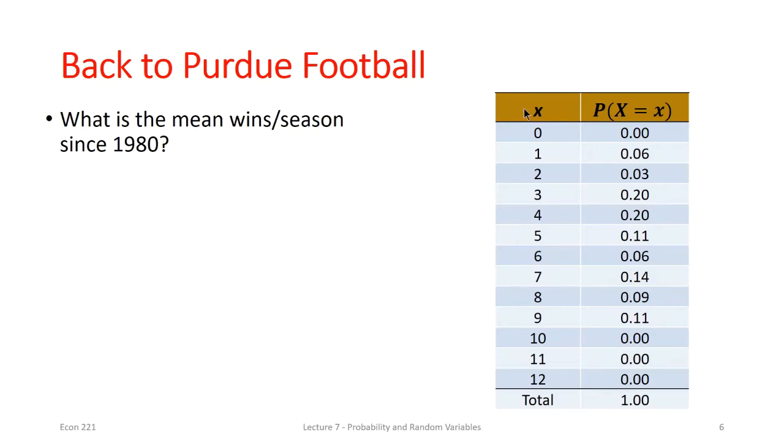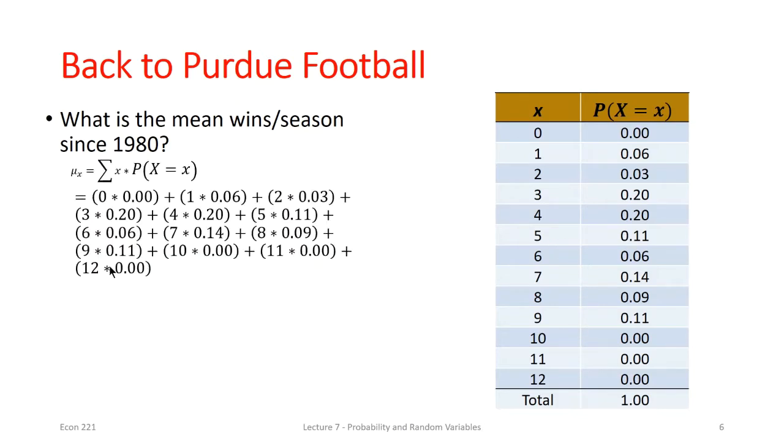So what if I wanted the mean number of wins over this time period? I would go 0 times 0 plus 1 times 0.06 plus 2 times 0.03 plus 3 times 0.2, and so on and so forth, all the way down until I've got every single possible outcome, all the way down to that last outcome of 12. Once I add all those up, I'll have my mean number of wins. It's just that easy. It's just like what we were doing with weighted means.